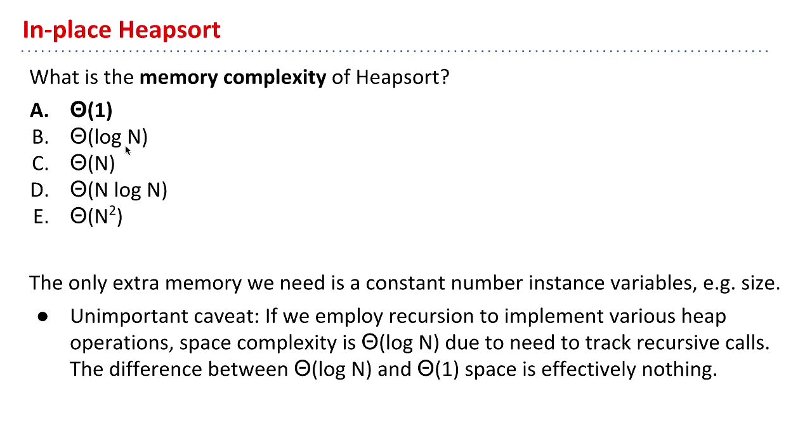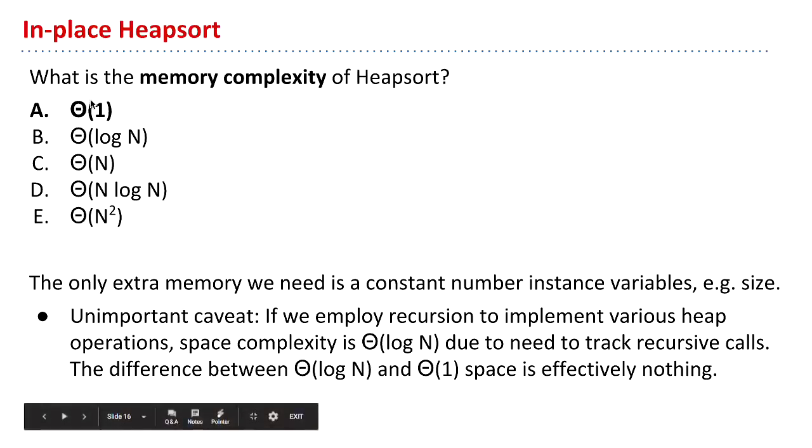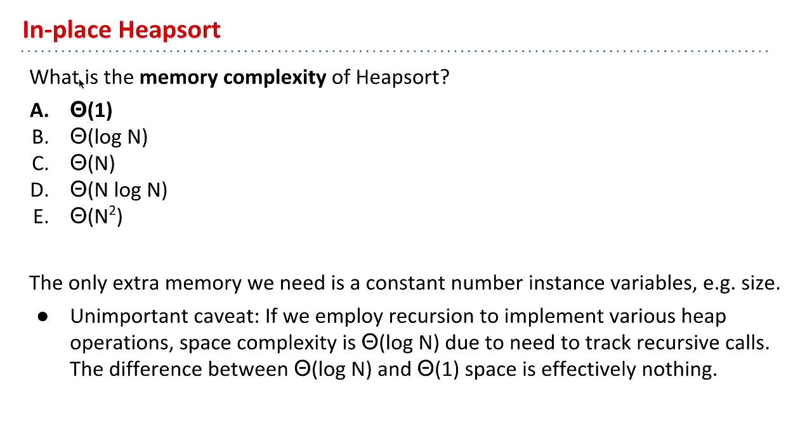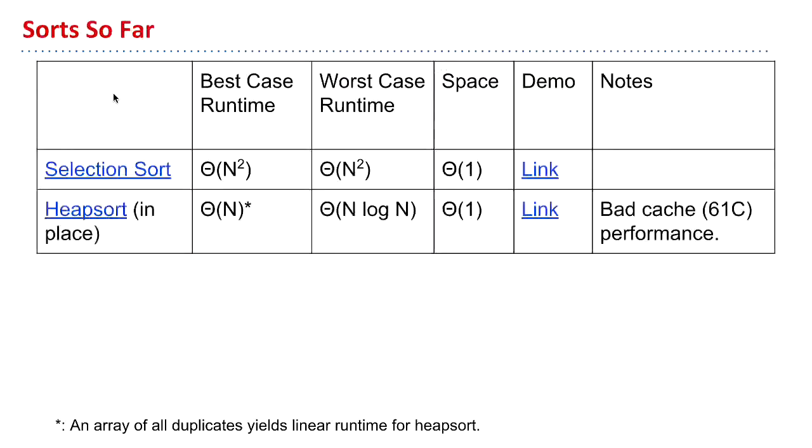Now, some of you might have thought it was log n because you think, well, probably you'll implement this recursively. And if you implement it recursively, then it's going to use log space for the stack. Fair point. Okay, so log n is a good answer too, but I like theta 1 just knowing that I would implement it iteratively. But either of these is fine. All right, that's heap sort. Now you know about it.